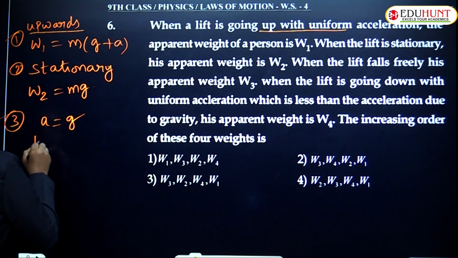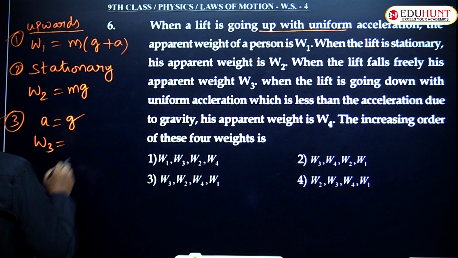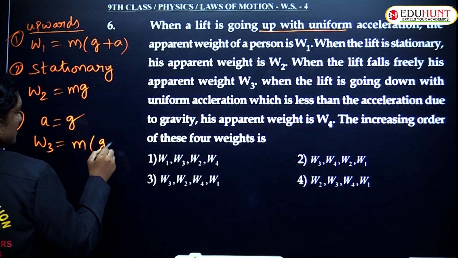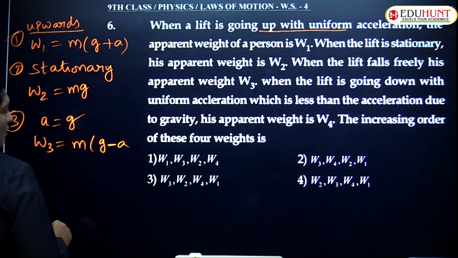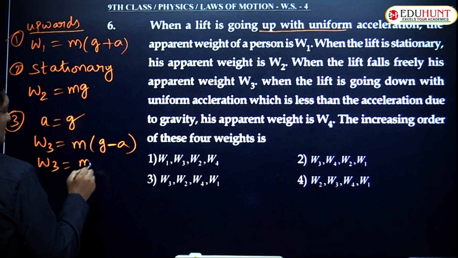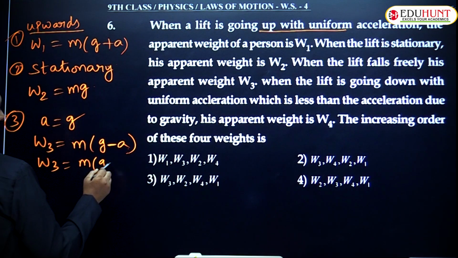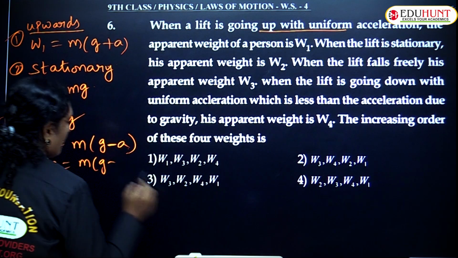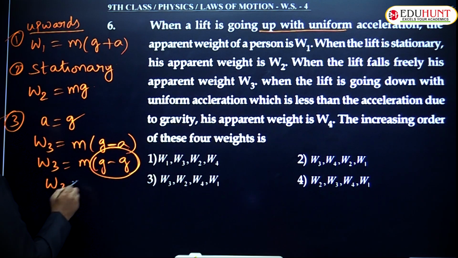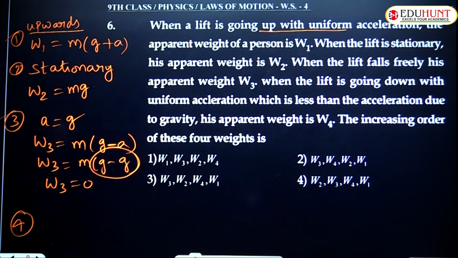In that case, W3 is equal to m, downward motion, falling down means m into g minus a is your formula, but instead of a we have to substitute a as g. So g minus g. What is the value here? It will be 0. So W3 will be 0. Fourth one.